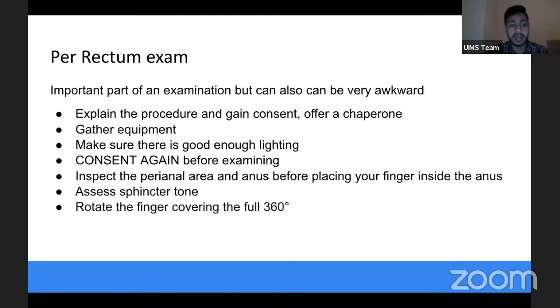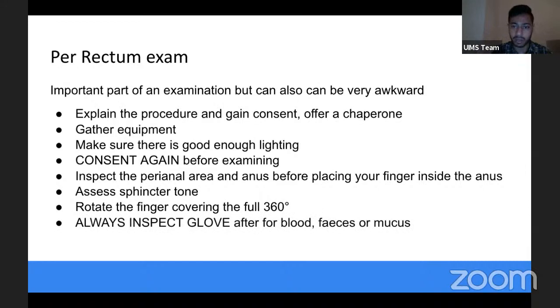After that, we rotate our finger covering the full 360 degrees to assess the entire region, to make sure there are no lesions, no mobile masses, nothing that we can palpate. And when we're done, we pull our finger out. We should never deglove quickly. We should always inspect the glove afterwards for any signs of blood, feces, or mucus as well.